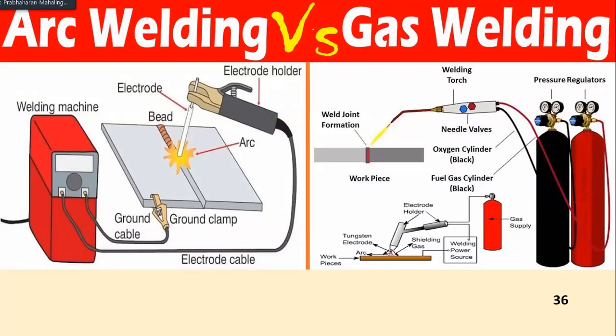Tungsten electrode, arc welding, workpiece, electrode holder, shielding gas. Shielding gas means actually we have some flux. Flux is available. It is a chemical. This is our electrode. In the middle you get a steel rod available. That is known as the filler. And outside you have flux. Flux is a chemical.